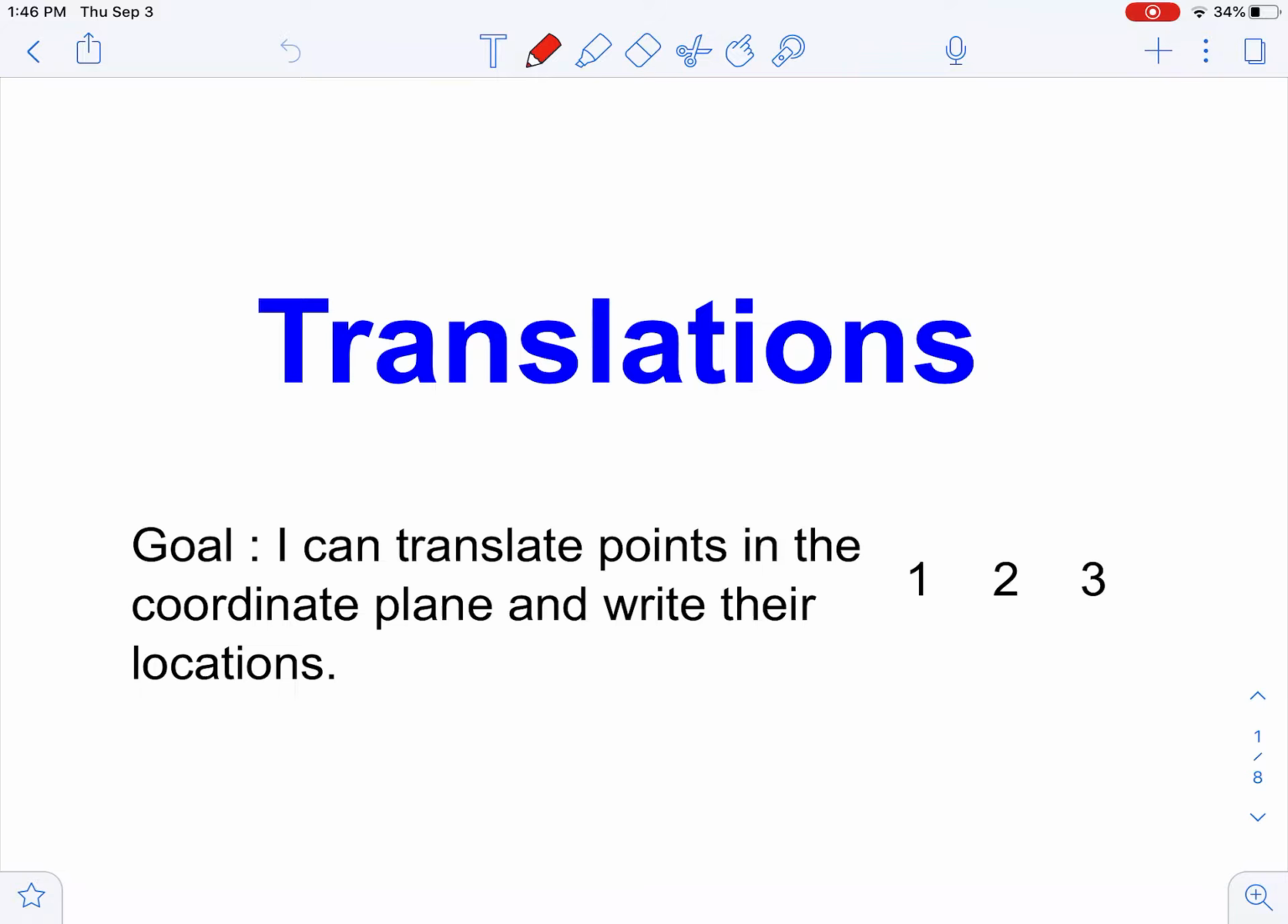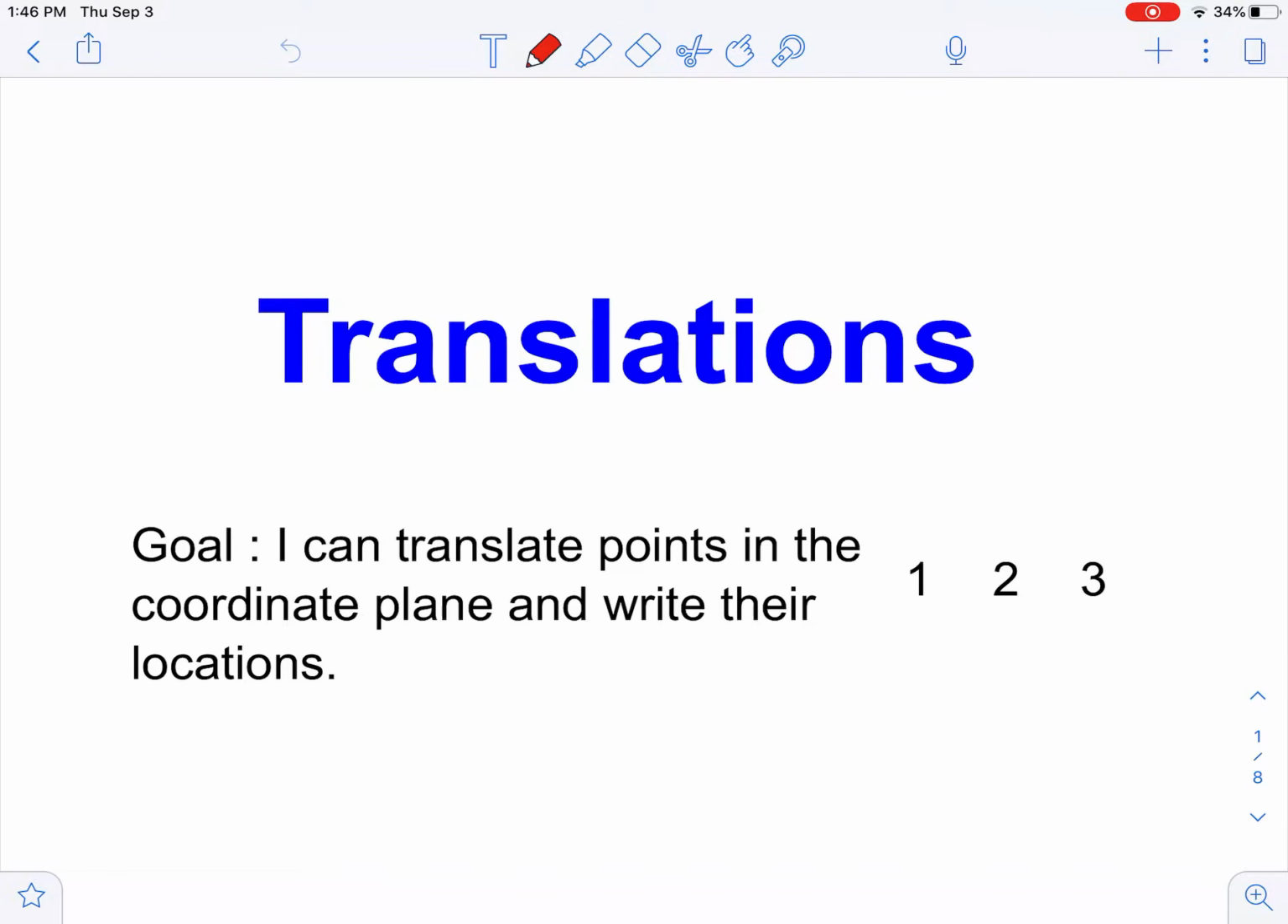All right, so today we're starting chapter 2, which is called transformations. We have our notes broken down by the different types of transformations. The first one we're going to talk about is a translation. Our goal for today is: I can translate points in the coordinate plane and write their locations.